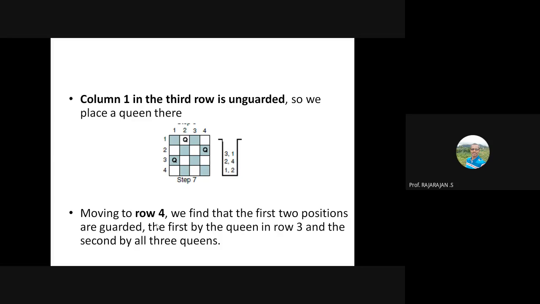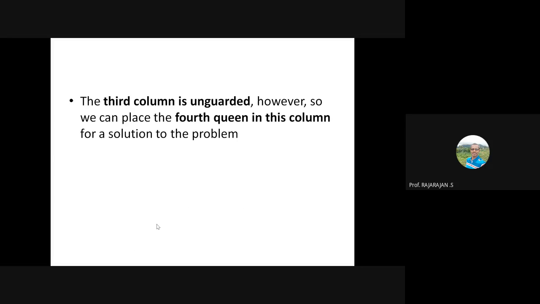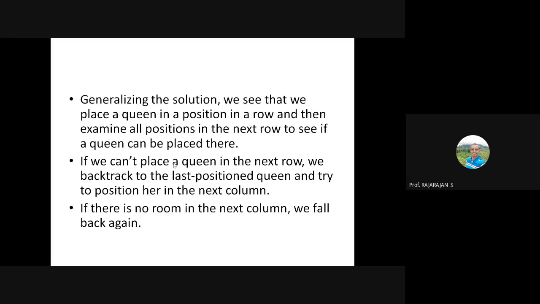So the basic idea we have followed here is generalizing the solution: we place a queen in a position in a row and then examine all positions in the next row to see if a queen can be placed there. If we can't place a queen in the next row, we backtrack to the last positioned queen and try to position her in the next column. And then we repeat it. So if there is no room in the next column, we fall back again. So this is the strategy we followed for this particular problem.